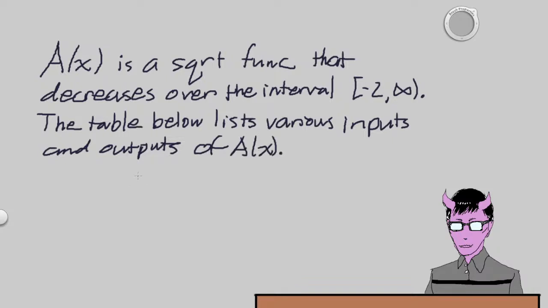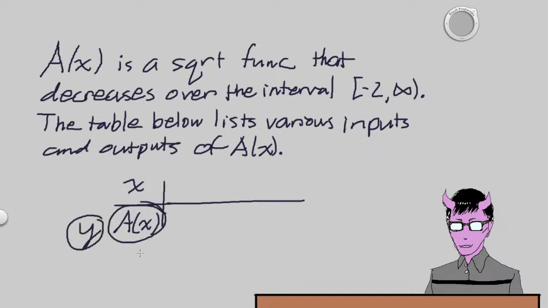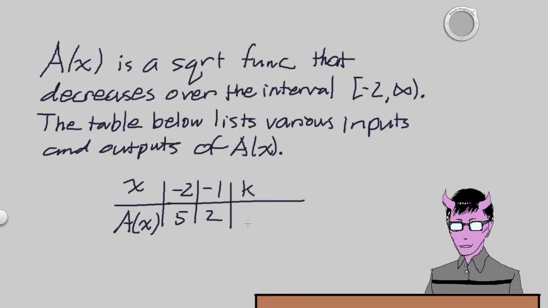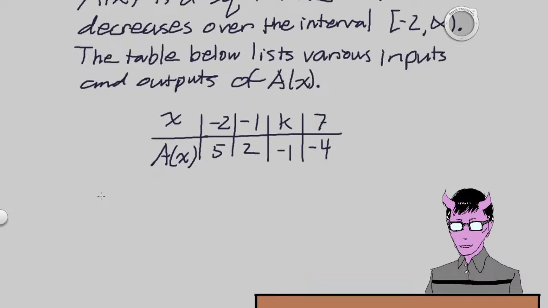Alright, so here is the table. We have x value, we have A of x value. So again, you could just treat this as a y. For all intents and purposes, the function itself as a whole, just call it y. And then we have -2, 5. And then we have -1, 2. We have k, mysterious value k, -1. And then we have 7, -4. And our job is to determine the value of k, if k is a constant, right? Determine the value of k.